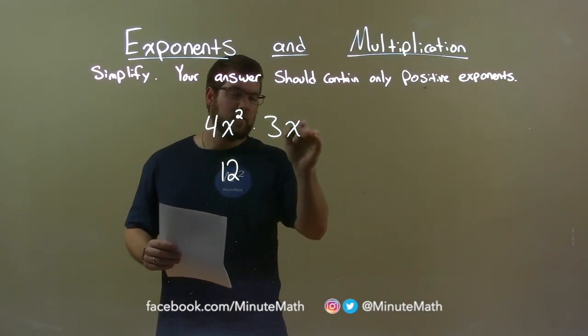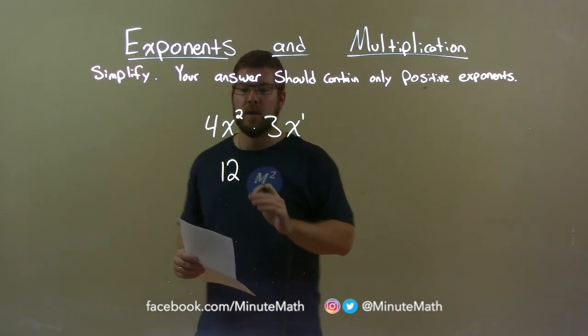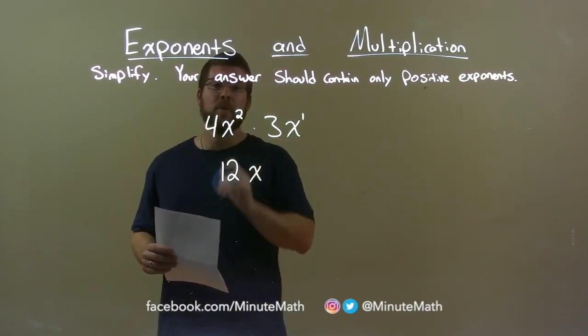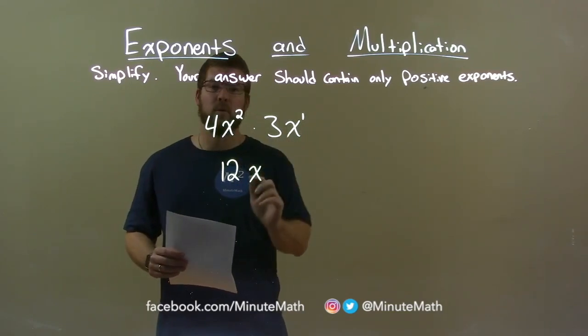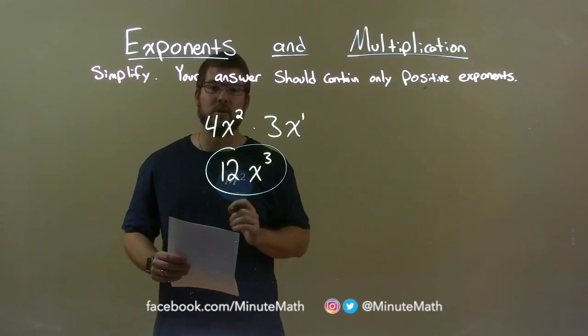When we just have the variable by itself, x, it's the same thing as x to the first power if nothing's written. When they have the same base and we're multiplying, we keep the variable x, but we add the exponents. 2 plus 1 is 3. And so my final answer is 12x to the third power.